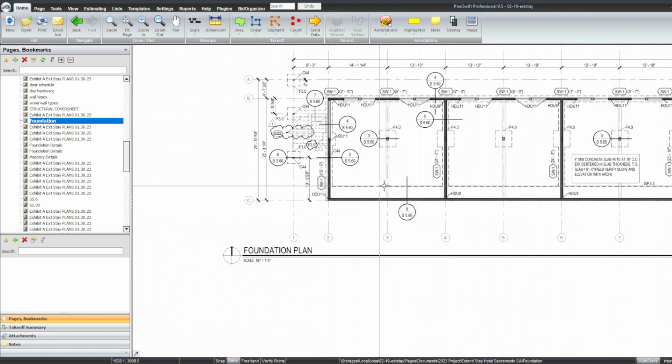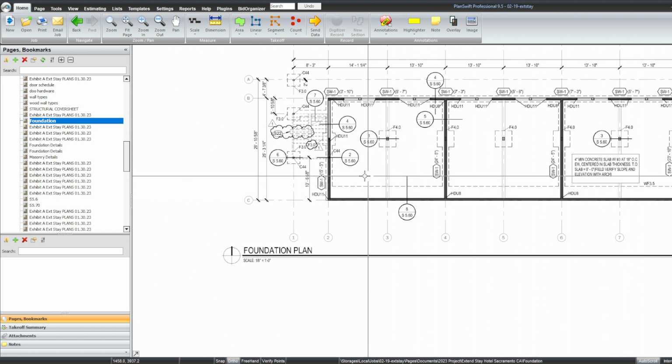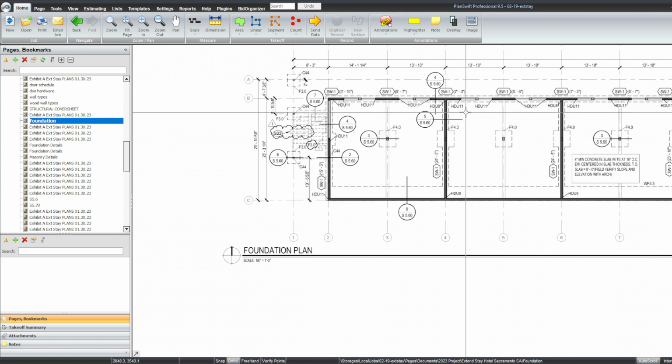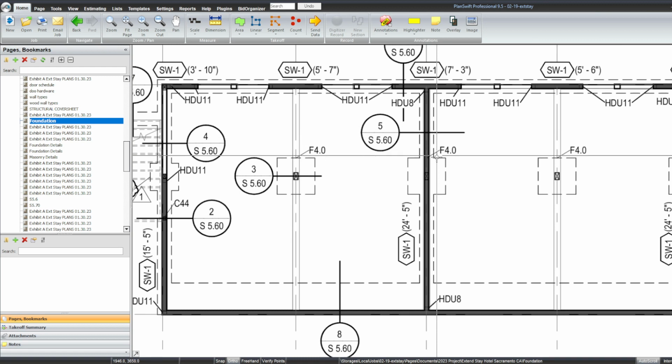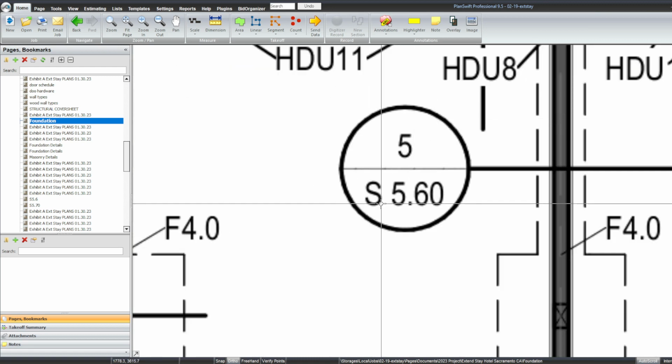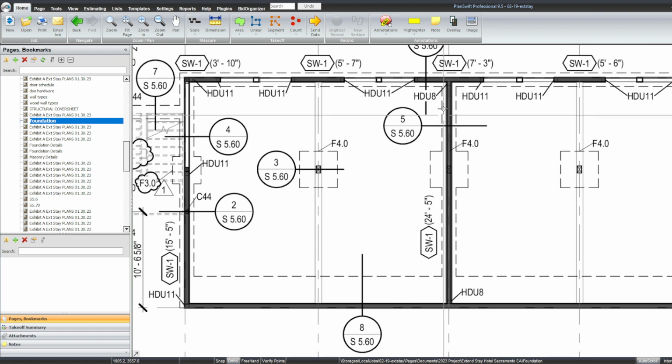This is the continuous footer. Remember, we have the continuous footer that makes up the structural perimeter. Okay, and then if we have those footers coming in, which we do, we're going to look at 5 over S5.60, because again, this is another piece of bread, and we're going to cut that piece of bread.